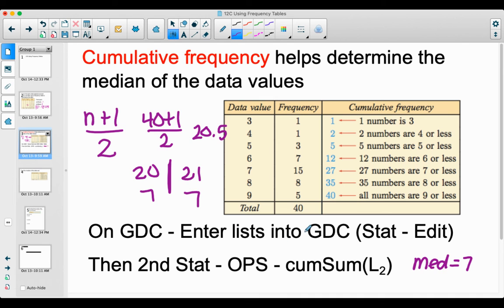Now, on your GDC, your graphing calculator, there are buttons you can push to get that. But I will go over this in class when I see you next so that you know how to enter those lists into your GDC and get that. So that is the first part of using a frequency table.